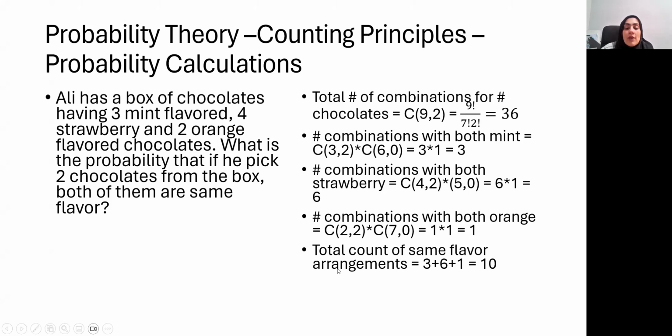So now we have the total count of same flavored chocolate arrangements as 10, and the probability of having the same flavor is 10, which is the frequency of the outcome of interest, divided by the total number of possible outcomes. This gives us 10 by 36, which is 0.278, or 27.8% chance that those 2 candies picked randomly have the same flavor.